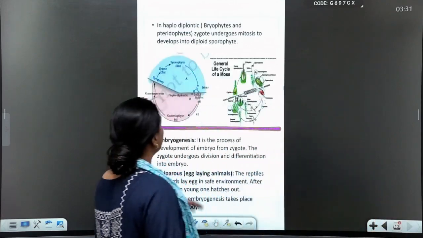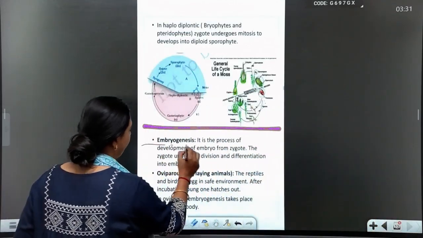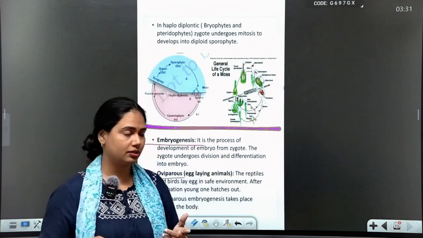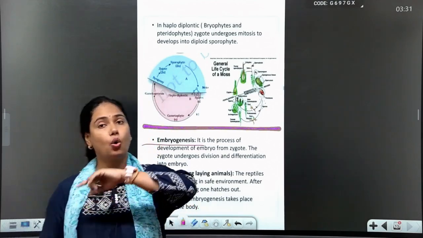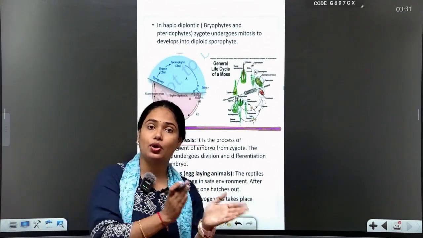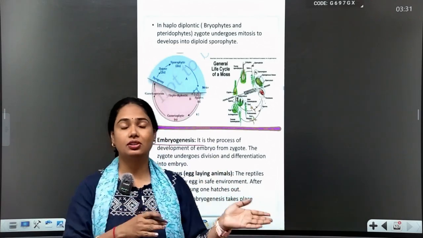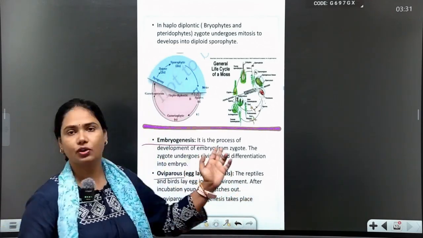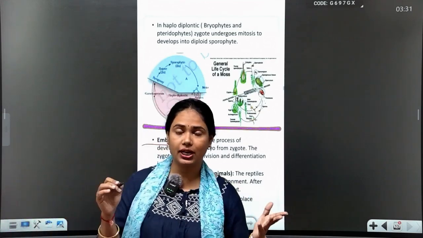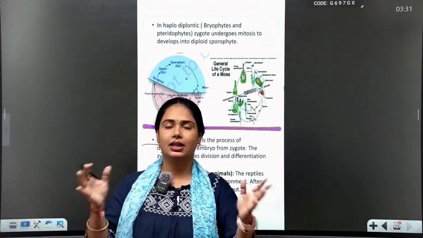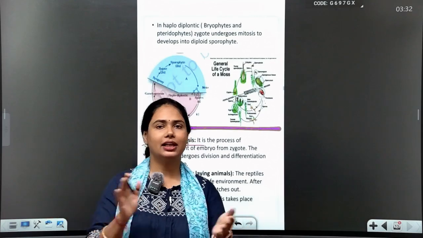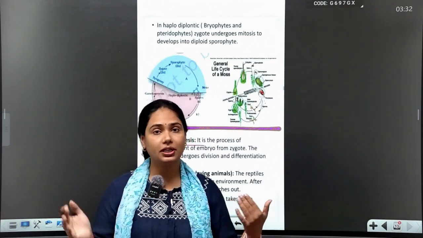Now after that, there is embryogenesis, or we call oviparous, which I already told you about. Embryogenesis means the whole process in which a zygote forms an embryo that transforms into an adult. That process is known as a post-fertilization event, or we call it embryogenesis. And the oviparous nature, I already told you, the egg-laying condition is known as oviparous. And now I am ending my chapter with a very huge smile, as we have completed our chapter.